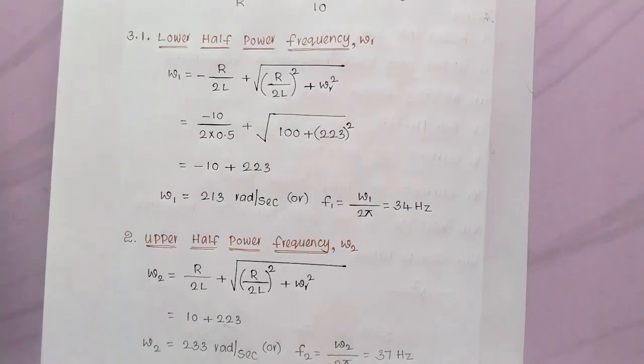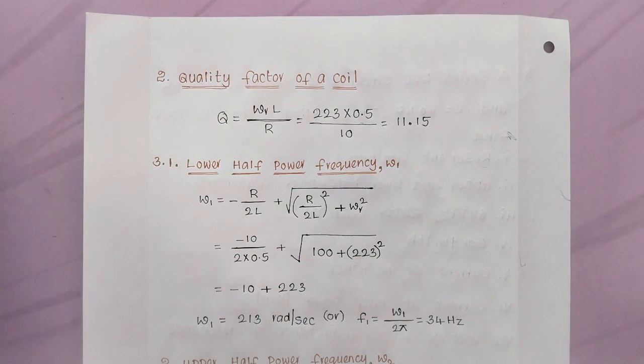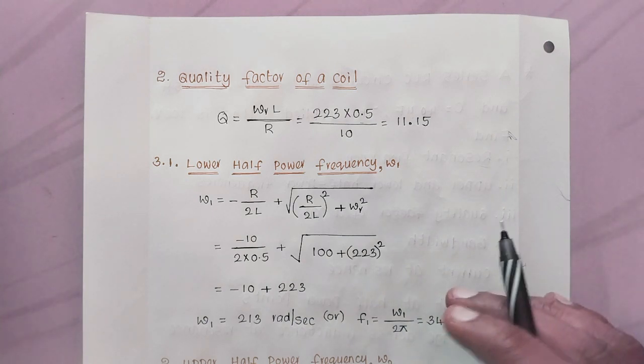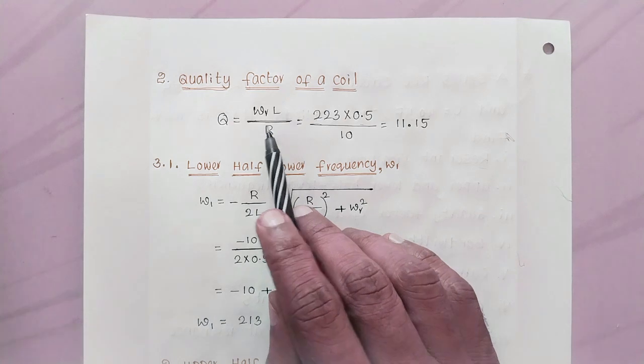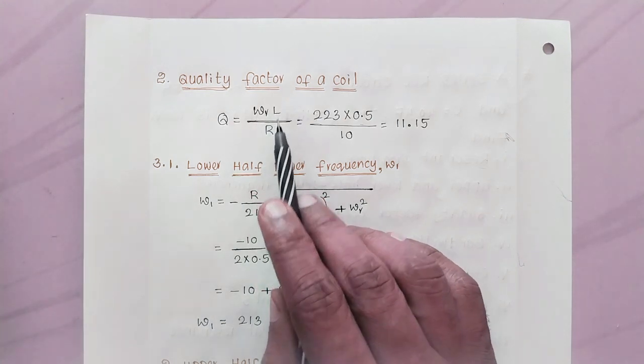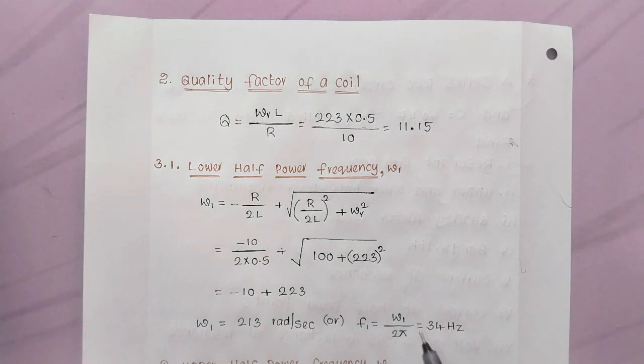And the second question is quality factor of a coil. A coil can be replaced with resistance and inductance connected in series. So quality factor of a coil at resonance is omega r L by R, that is XL by R, the formula to find quality factor of a coil.